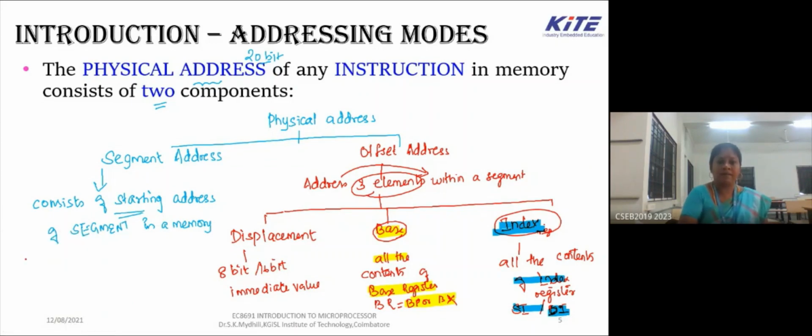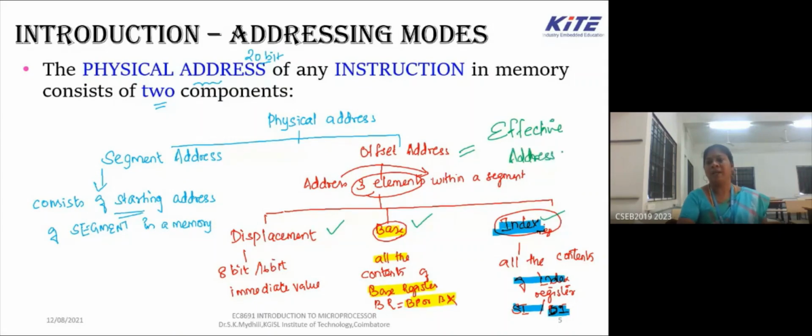Are you clear? So what is this offset address? It is a combination. It will be either with respect to the displacement, base, or the index register. The other name for this offset address is the effective address.